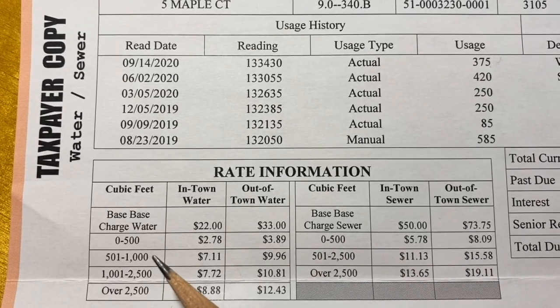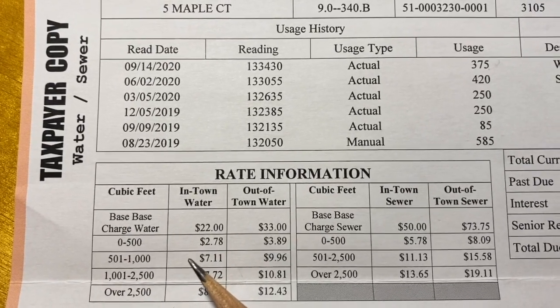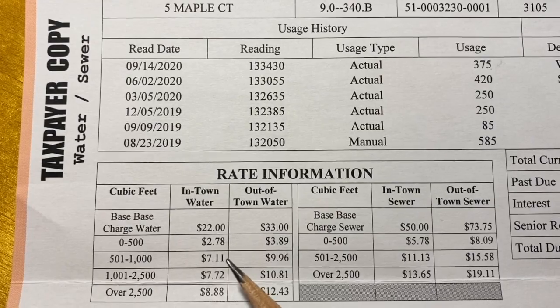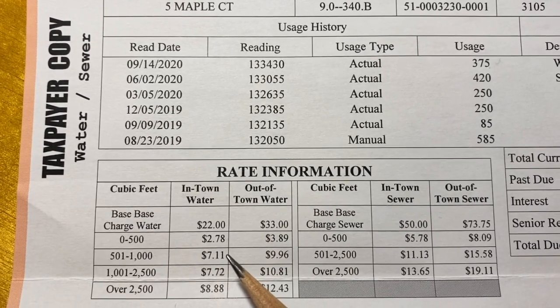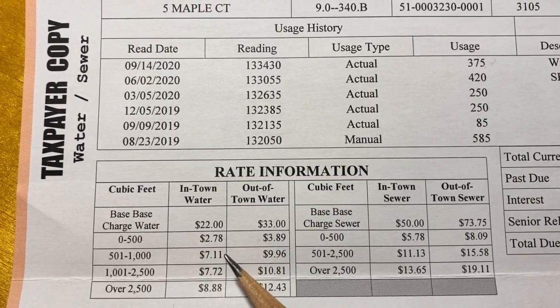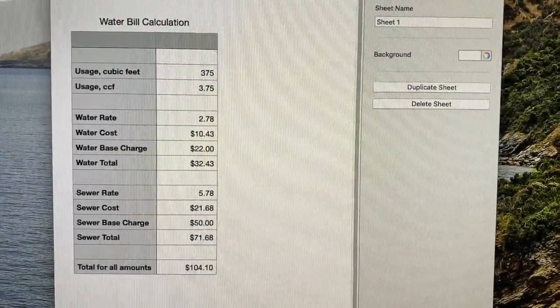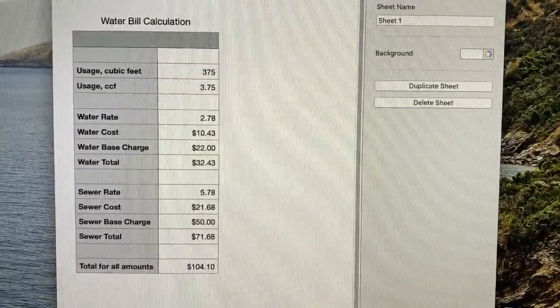And so what this means is if you use more than 500, then the extra amount over 500 is billed at a much higher rate. To illustrate how this works, I made a spreadsheet to show how you can figure this out for yourself if you ever want to break it down. So here's the spreadsheet that I used to calculate it correctly.